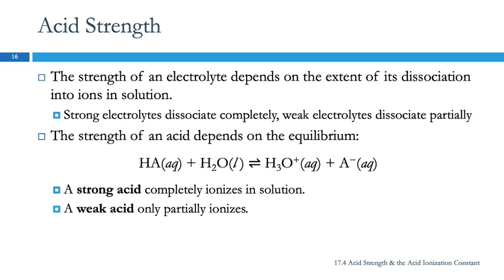If it's a weak acid, it only partially ionizes. And so then this equilibrium is going to be somewhere in the middle. And you're going to have HA present, and you're also going to have A minus present. So this is an equilibrium, and this is why we talked about equilibria before we talked about acids and bases.